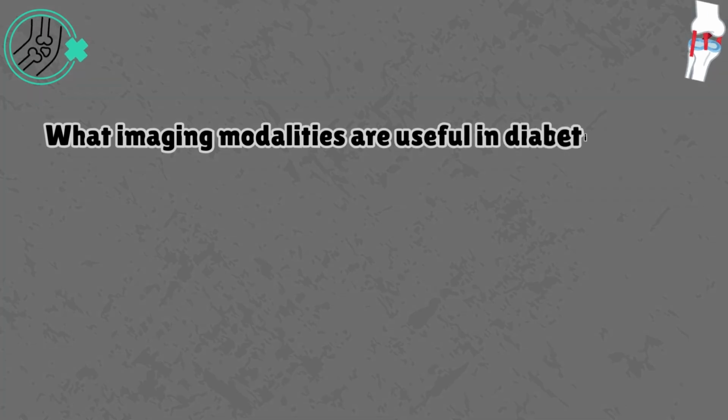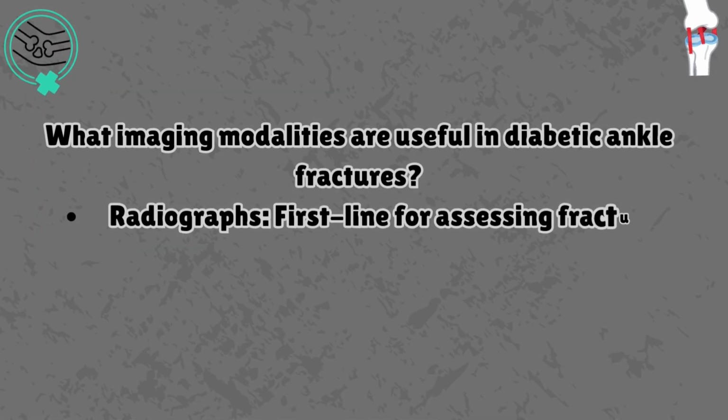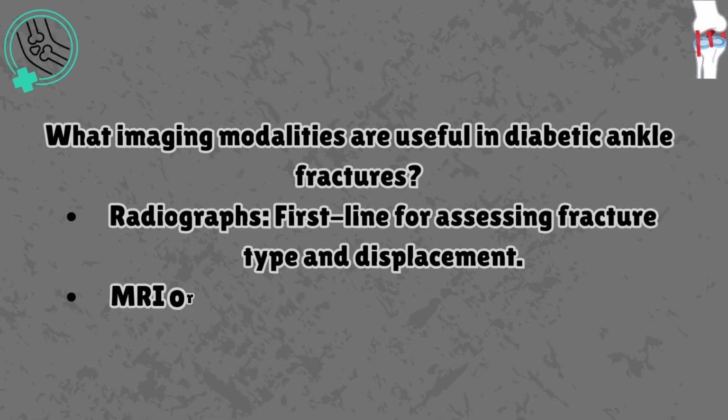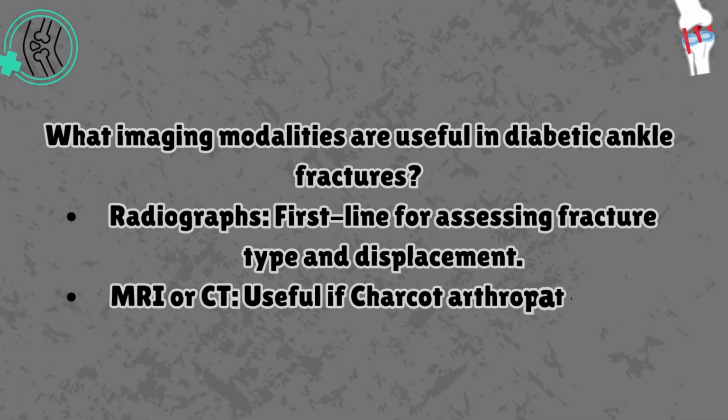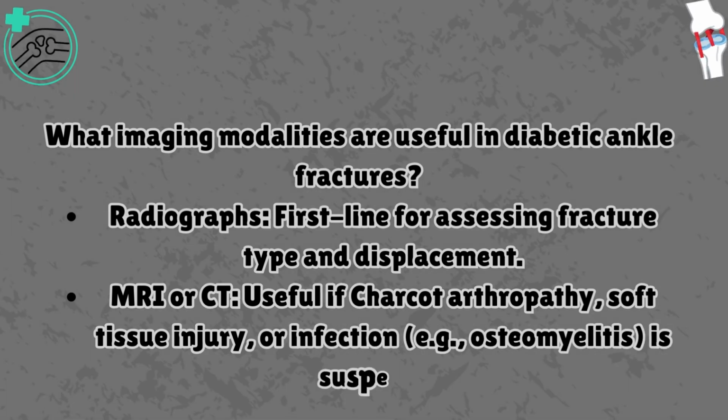What imaging modalities are useful in diabetic ankle fractures? Radiographs are first line for assessing fracture type and displacement. MRI or CT is useful if Charcot arthropathy, soft tissue injury, or infection, for example osteomyelitis, is suspected.